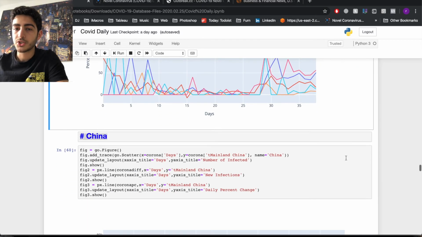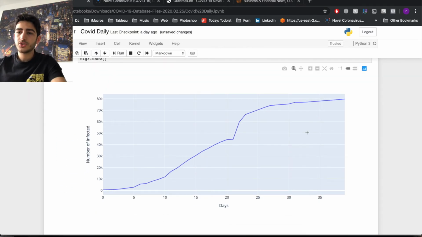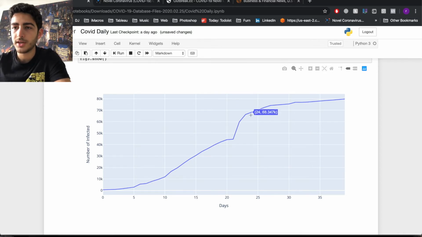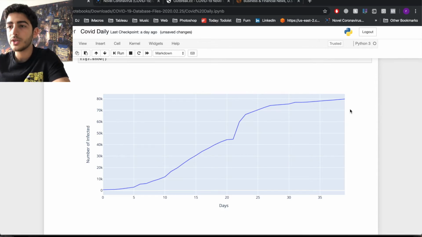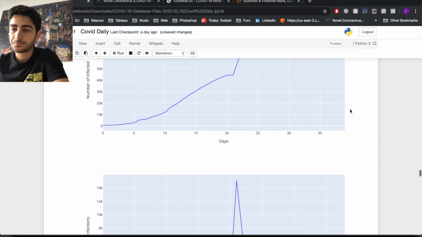So let's take a look at China. Okay, so what's interesting about China is the fact that it increased very rapidly, and then from around the 25th day to now, it's stabilizing. It's still going up, but it's going up at a more stable rate. And I think that's because of the drastic measures, the draconian measures that China is taking. And I think that's showing a pretty good impact.